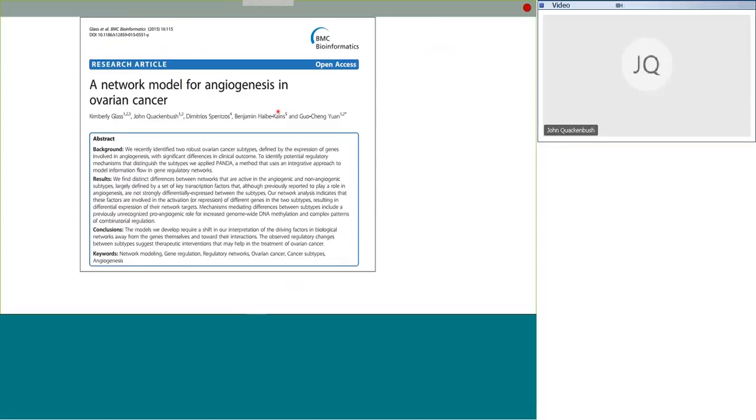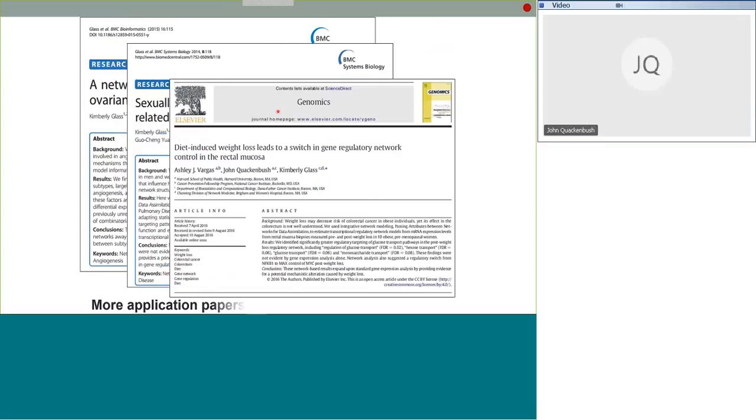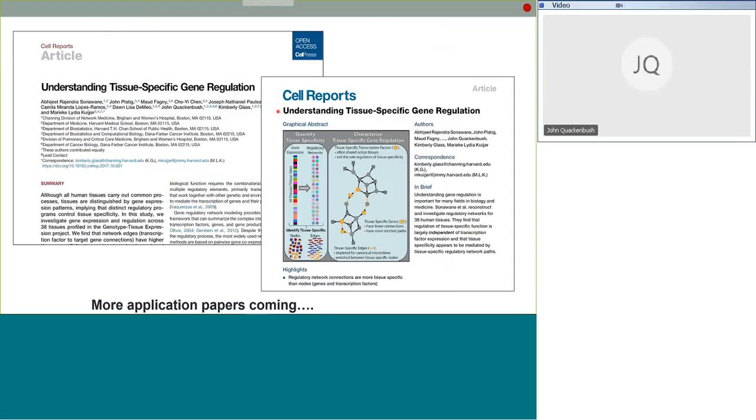So we published this in BMC Bioinformatics, and we've since published a number of other papers looking at various applications of PANDA to identify differences in the regulatory processes and in the network structure between different individuals with different disease subtypes. We published at the end of last year what I think is a really nice paper in Cell Reports that takes this model and extends it now to looking at 38 different tissues.